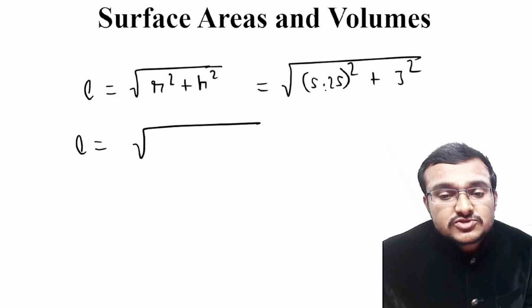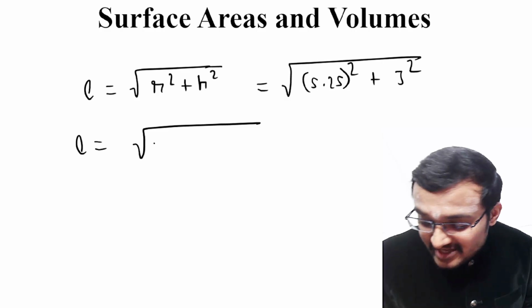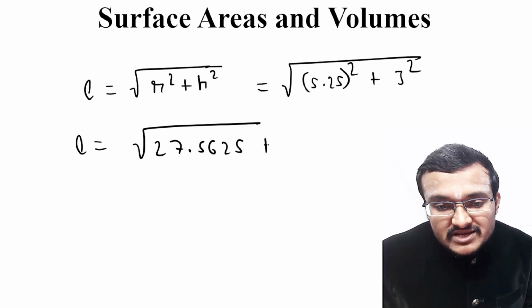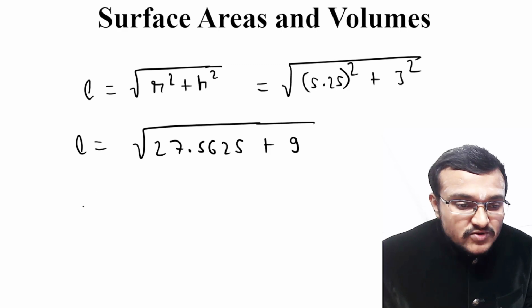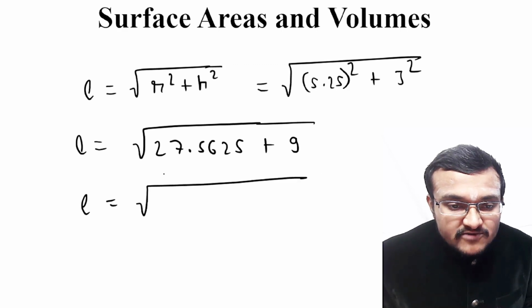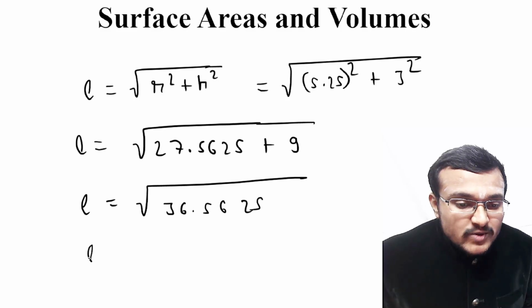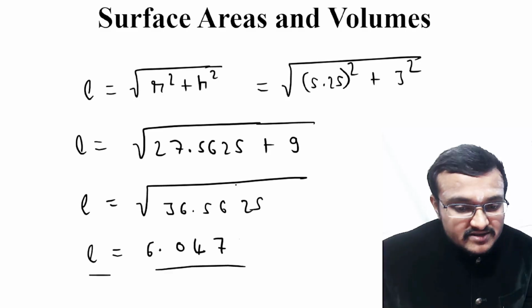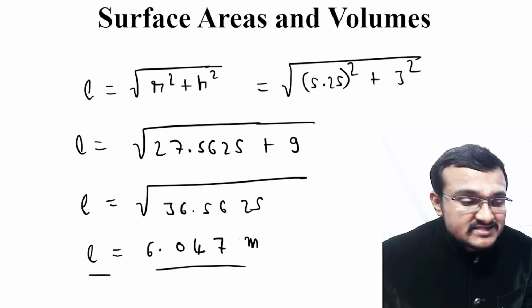So 3 square. 5.25 into 5.25 will be equal to 27.5625, plus 3 3s are 9. When you add this, you will get square root of 36.5625. The square root of this will be 6.047 meter. So 6.047 meter is the slant height.